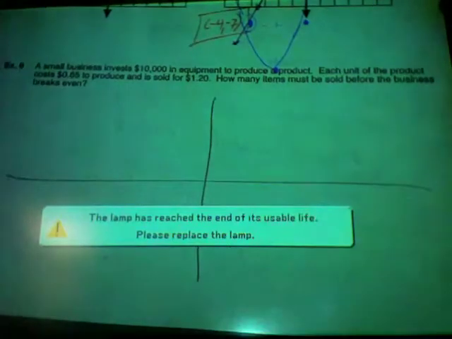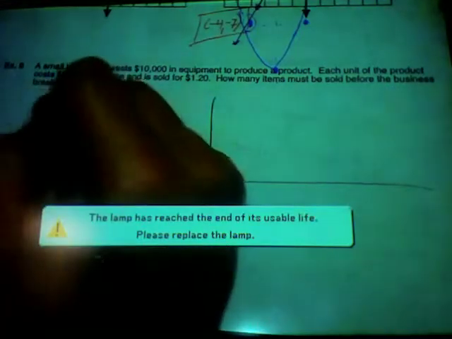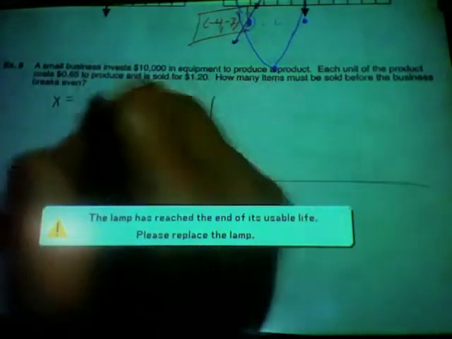So again, I have two unknowns. How many items must be sold before the business breaks even? So I don't know the number of items. And what am I looking for? I probably wouldn't even do this with two unknowns. We're gonna let X equal the number of items.